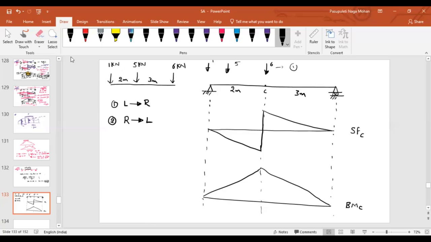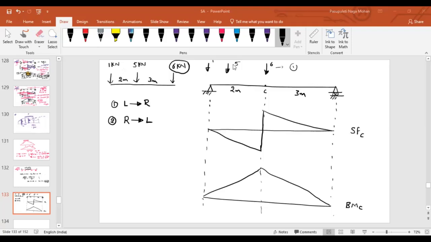If they are moving from right to left, then which one will be leading? Which force is leading in this case? 1 kilonewton. Leading force is nothing but the one which comes first, 6, right? If these loads are moving from left to right, which one is leading? What is the first load that will move? 6, sir. Even if it is moving from right to left, which one will move first? 6 only, isn't it?